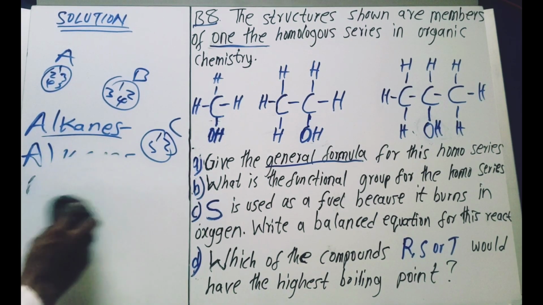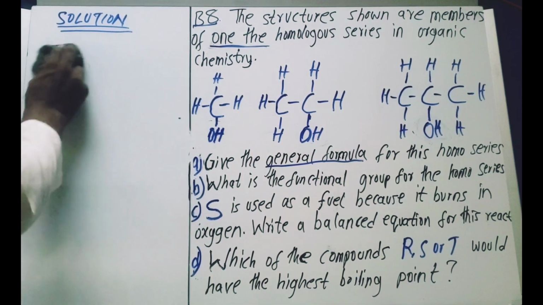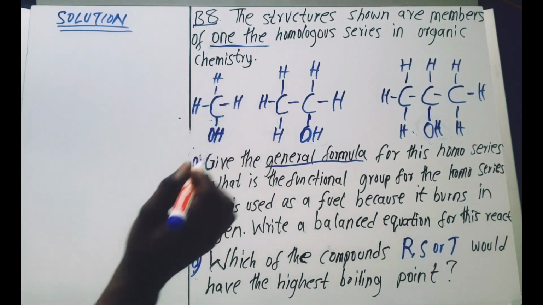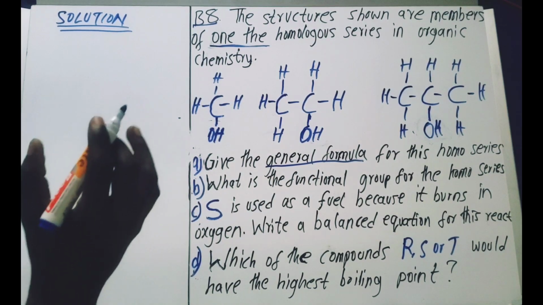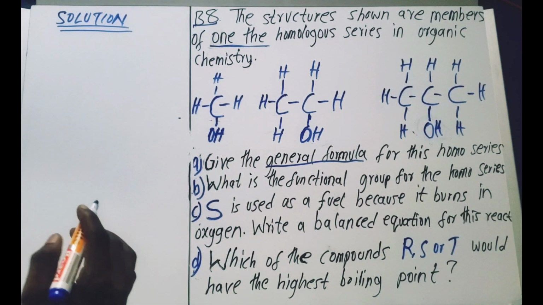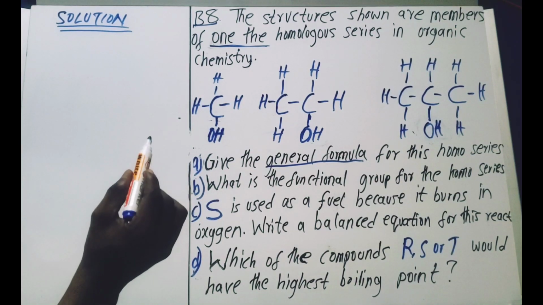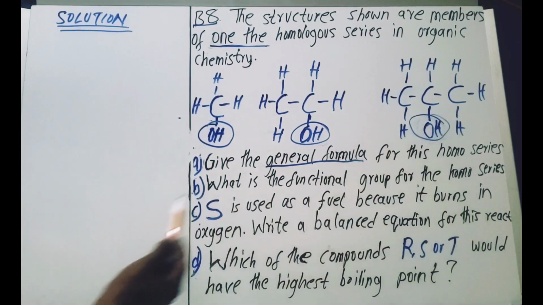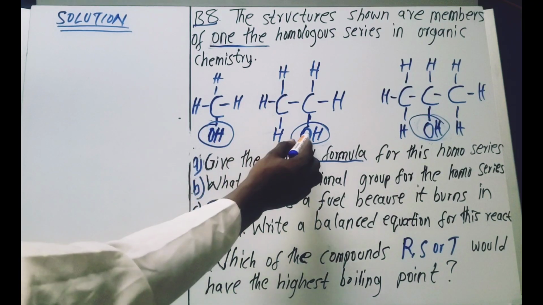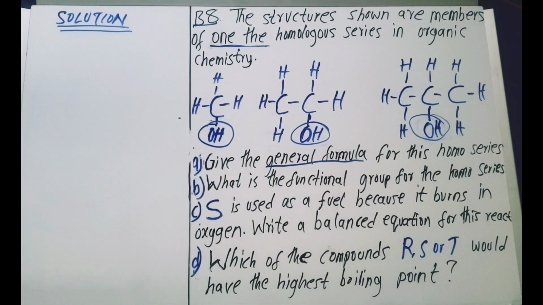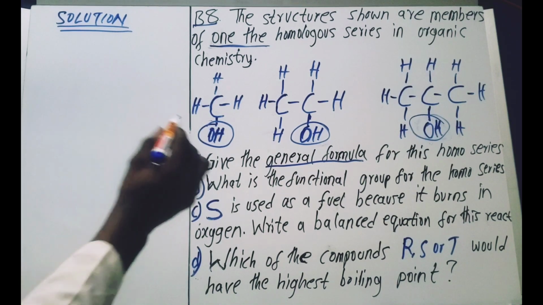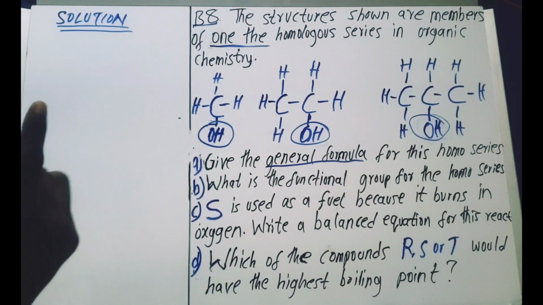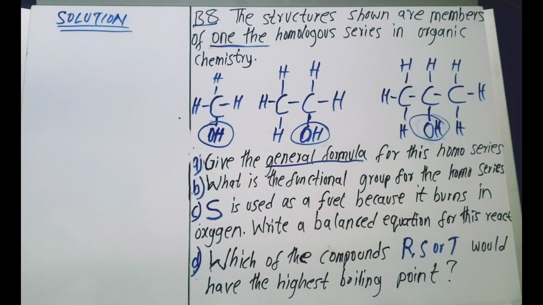So, what you should know now: take a look at the structures. When you do, you will observe that all of them have something in common. This is OH, OH, OH. This is going to help us know which group this is. Whenever you see OH, you should know that the group is alcohols. These are alcohols or alkanols.